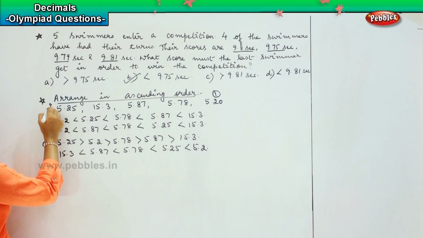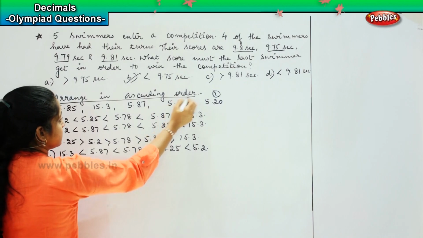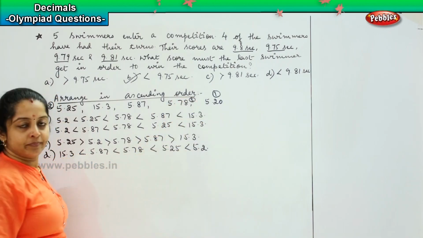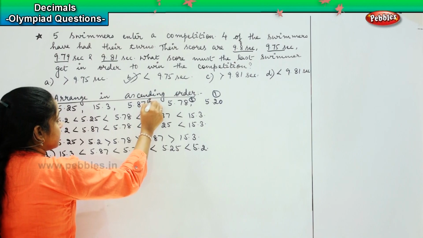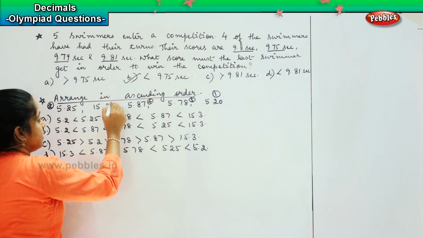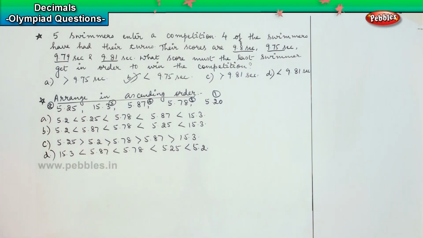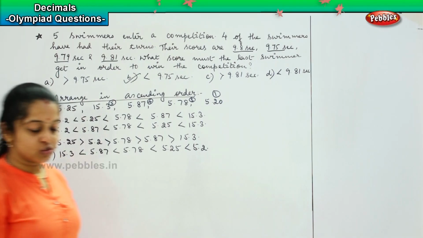Then this will be the second one. This will be the third one. This will be the fourth one. And then this will be the fifth one. So your answer will be 5.2 is less than 5.25, is less than 5.78, is less than 5.87, is less than 15.3. So where can you find it, children? Yes, this is option A. Clear? Shall we move to the next question?